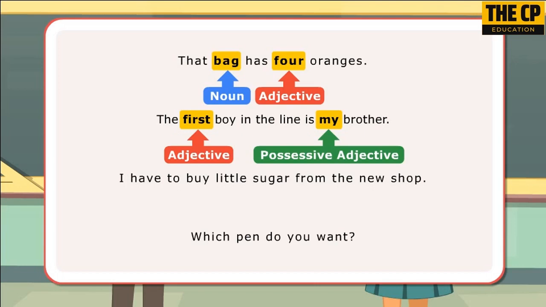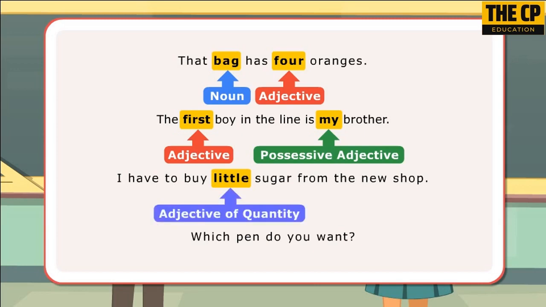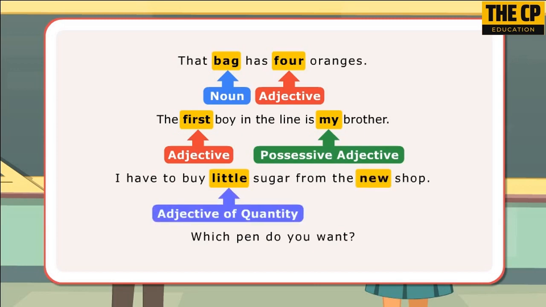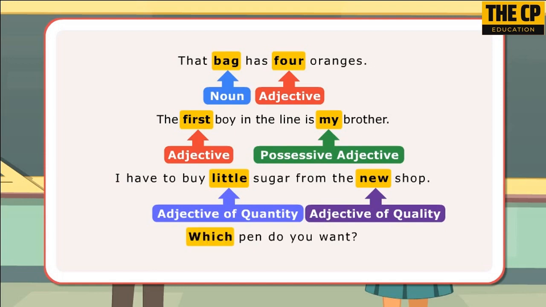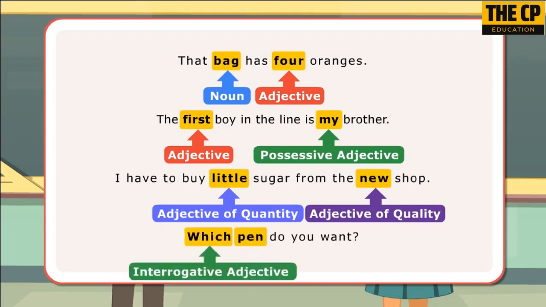In the third sentence, little shows quantity and so is an adjective of quantity, while new refers to a quality and so is an adjective of quality. In the last sentence, which asks a question about the noun pen and is an interrogative adjective.